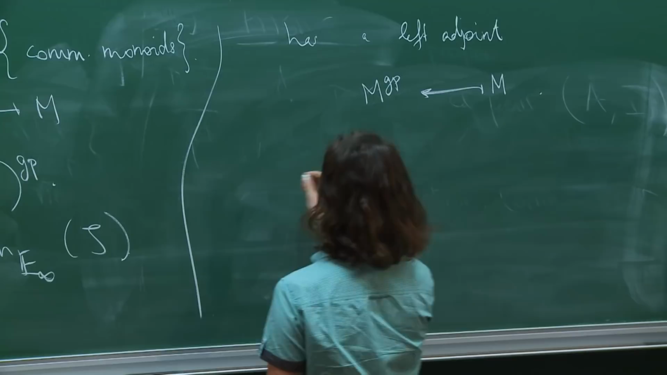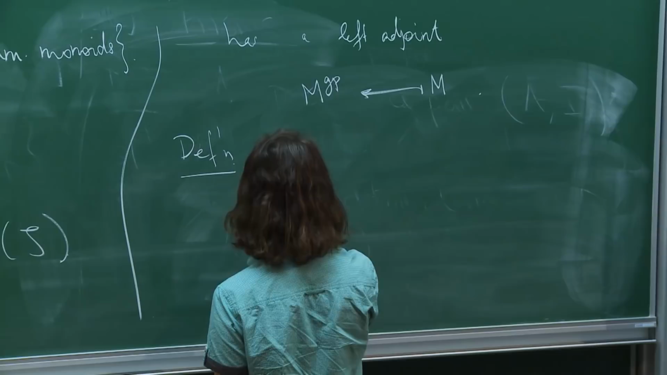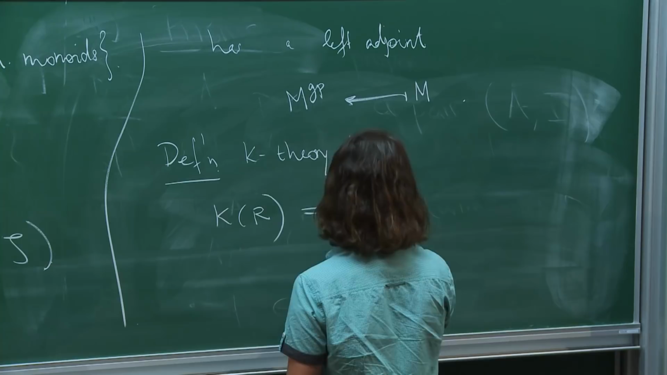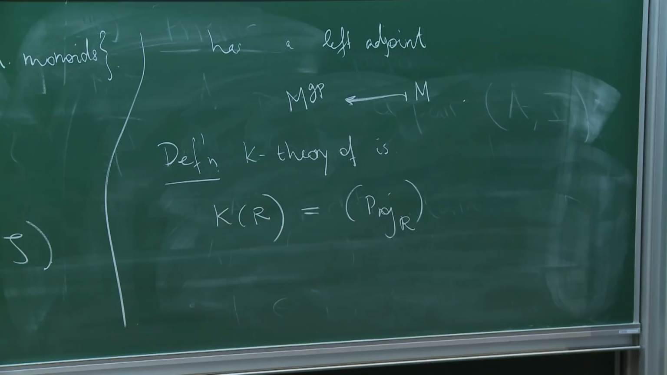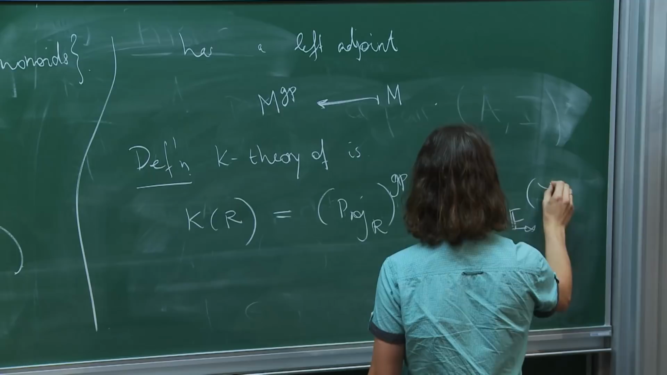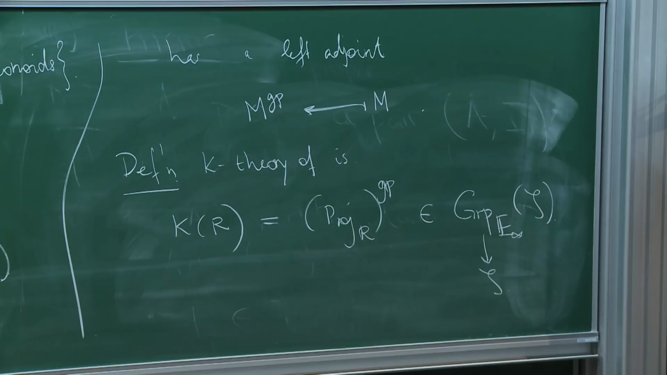And then I think this makes it very natural to make this definition: the K-theory of R is just, you take this groupoid of finite projective modules, which has this commutative monoid structure given by addition, and you group complete in this higher categorical way. So it's an E-infinity group in spaces. In particular, you can forget everything about the group structure now, and in particular, it's a space.